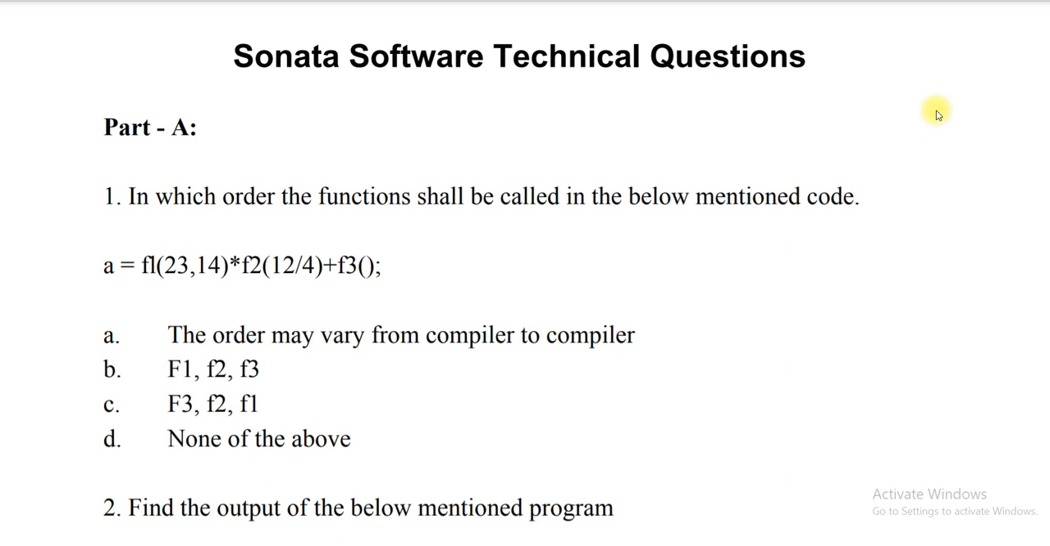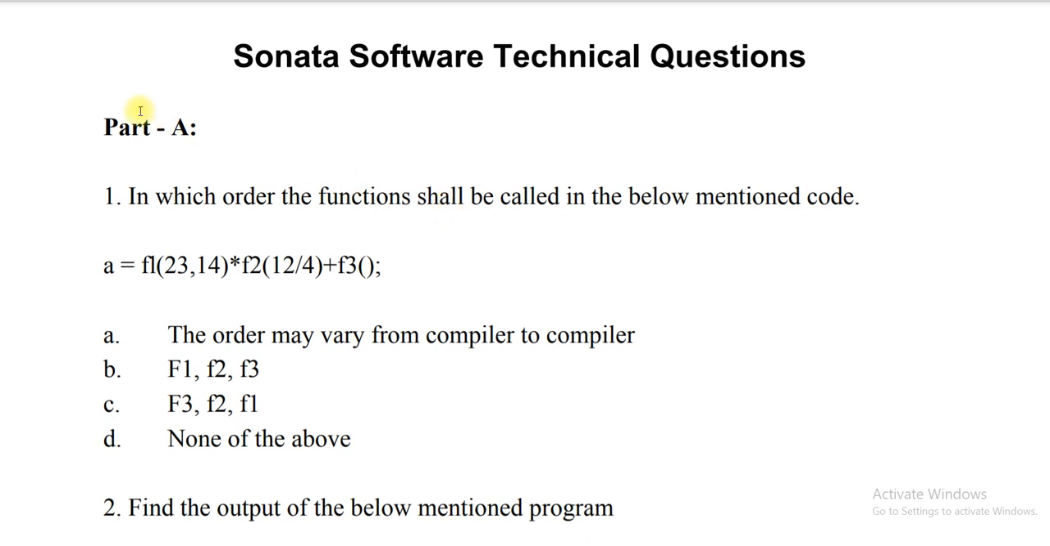Today in this video I am going to talk about some technical questions for placement purposes, related to Sonata Software. This question paper is picked from the Freshers World website and is available in the public domain. In this video I am going to explain each and every bit of this paper. There are almost 40 questions, and I will also give the reason why this option or that option is correct. In some cases I will also run the code and show you the execution.